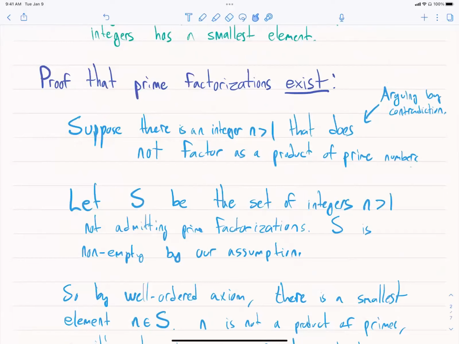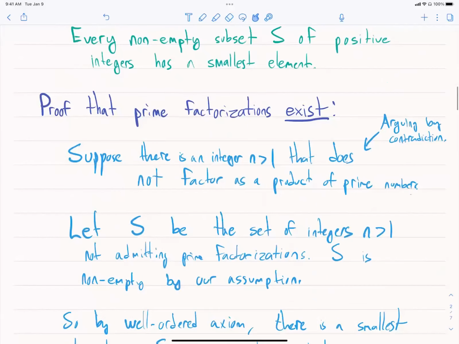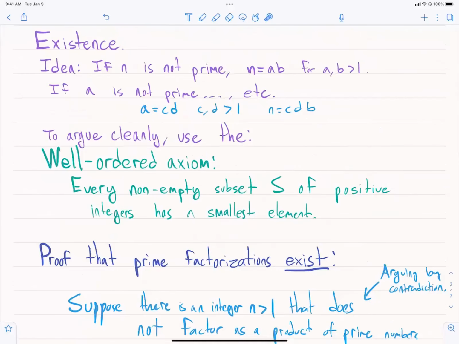Good, so that's one way that you can turn this idea, that every number has a factorization into prime numbers, into a rigorous proof. There are other ways you can write this down as well. But again, this is just existence. All we said in that proof was that you can find factorizations into prime numbers. We haven't said anything about uniqueness yet.